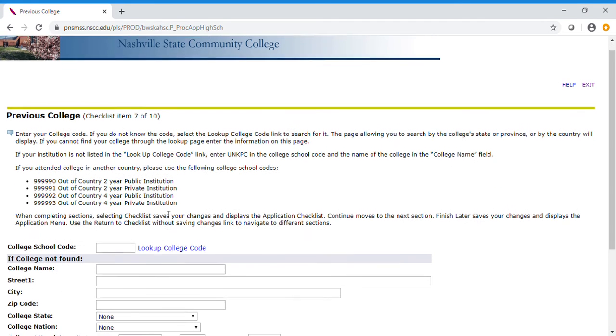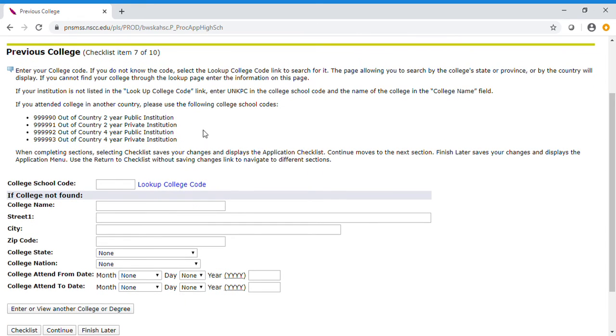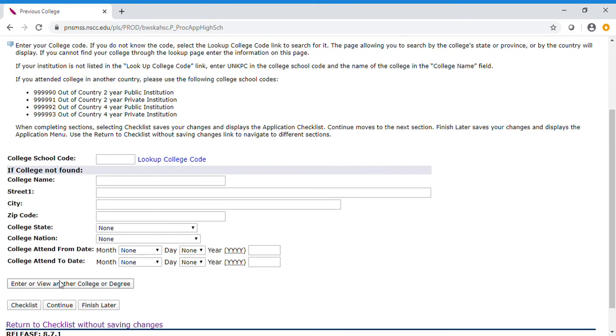Okay, so previous college. A lot of people are not going to use this page. You are not going to use this page if you're a first-time freshman who did not take any dual enrollment courses. So, if you are a first-time freshman who did not take dual enrollment courses, you're just going to press continue. Go straight through this.